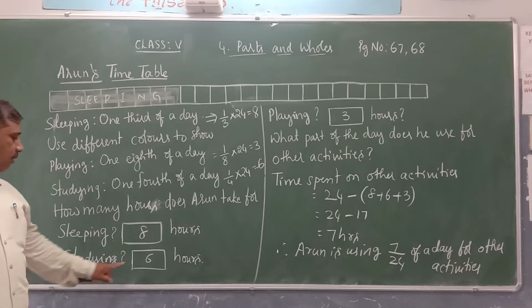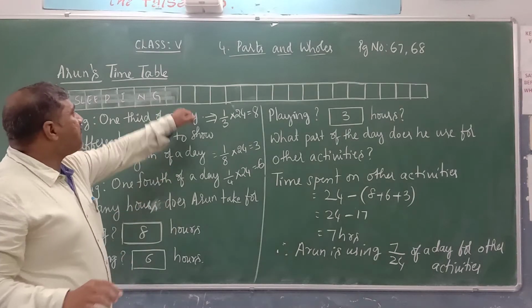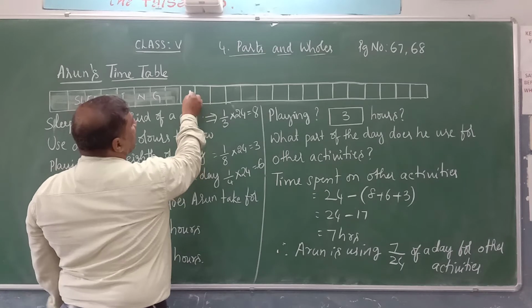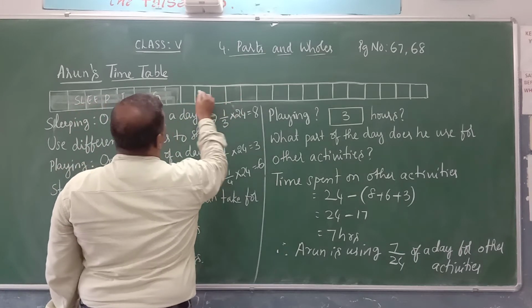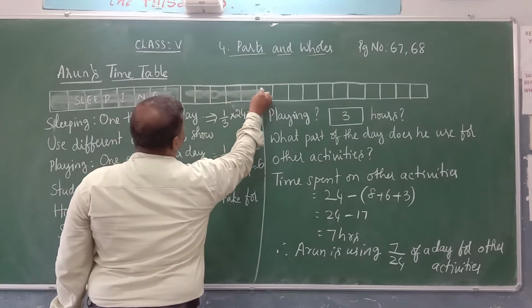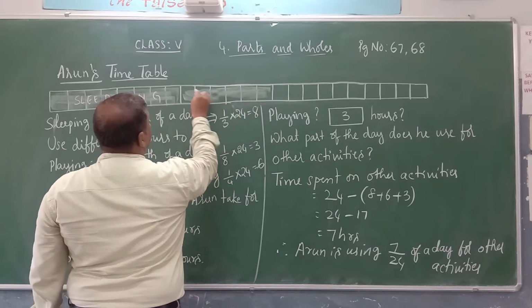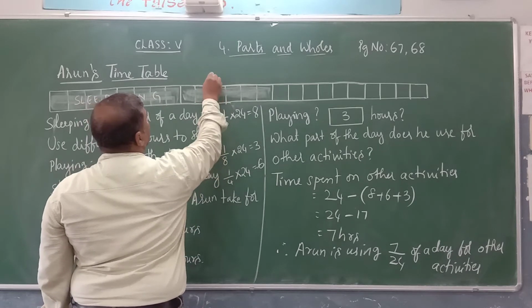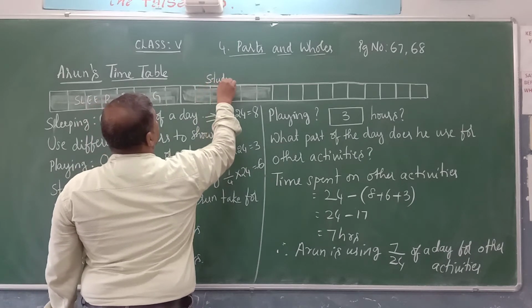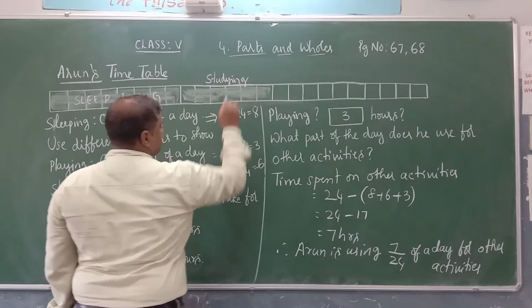Then studying, how many hours? 6 hours. From here you draw with a different color 6 boxes. 1, 2, 3, 4, 5, 6. Yes. What is this? It is representing 6 hours. And he is using this for what? Studying. He is using this 6 hours for studying.